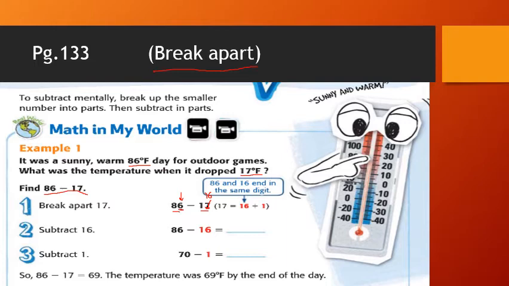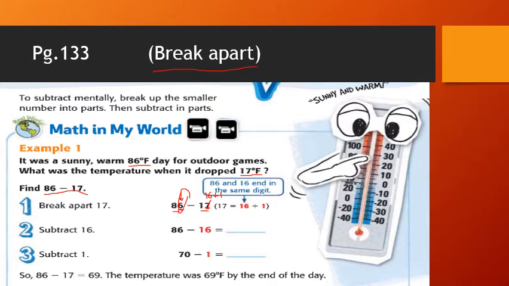I want 17. The problem said 17. But now I wrote it as 16. But if I wrote like this, if I wrote plus 1, now I didn't change anything. The same number, 17 is equal to 16 plus 1. Just I changed 7 and wrote it as 6 for the ones digit here in the greatest number only.